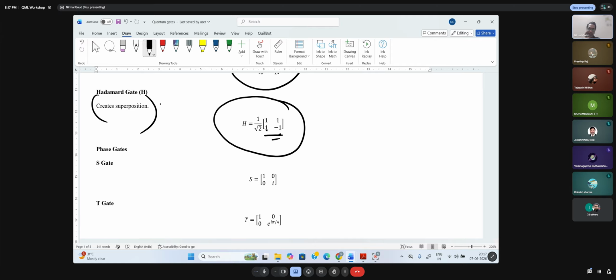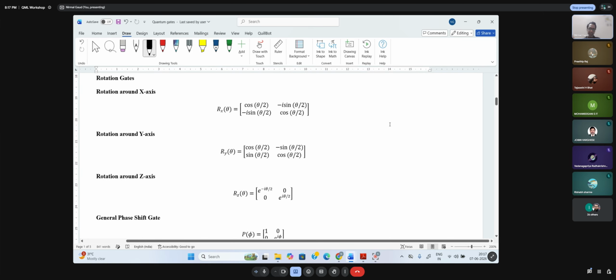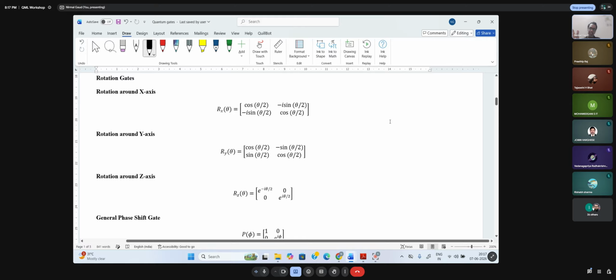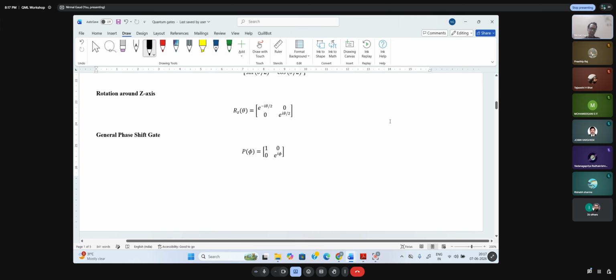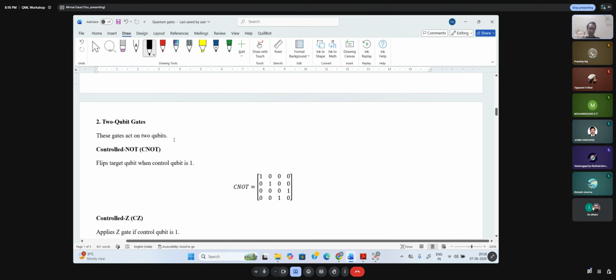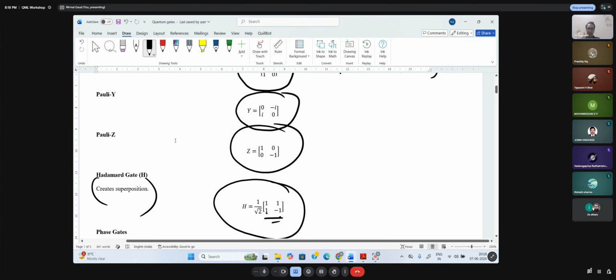We did this last class. Phase gates also, S gate, T gate, rotation gates. These also I think we have seen, the rotation matrices. R x theta, R y theta, R z theta. So rotation about the x axis, rotation about the y axis, rotation about the z axis. Phase gate, change in the phase or change in the angle, that is what we are going to call a phase gate: 1 0 0 e to the power i phi. This is the phase gate. So for one qubit, in all these gates, we give one qubit, and they will perform the respective operations.